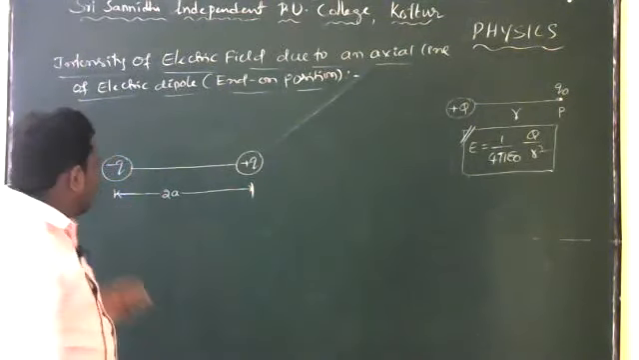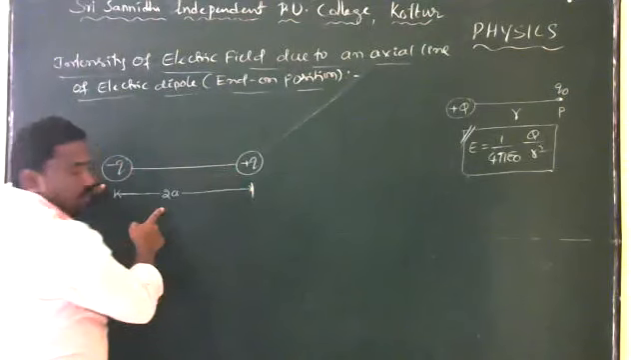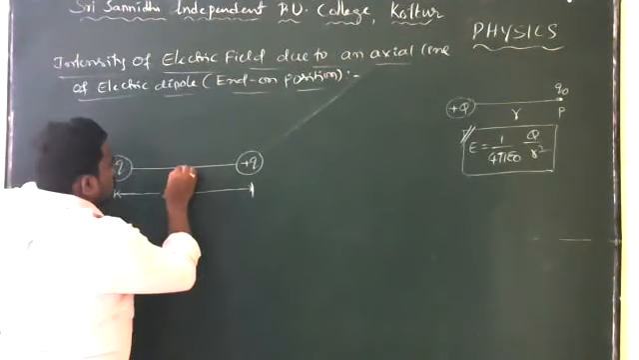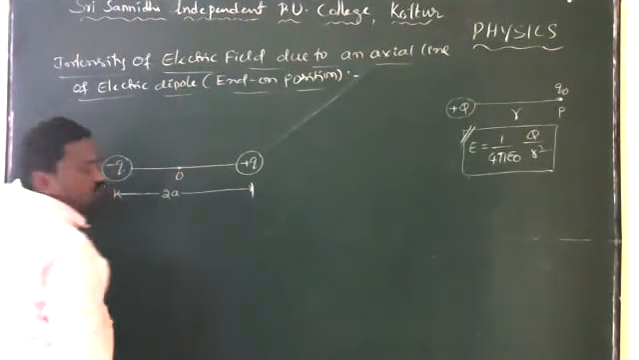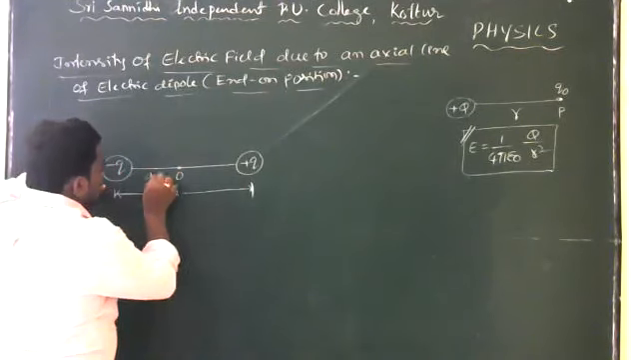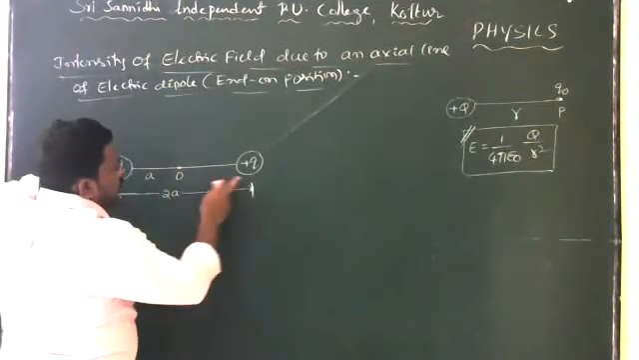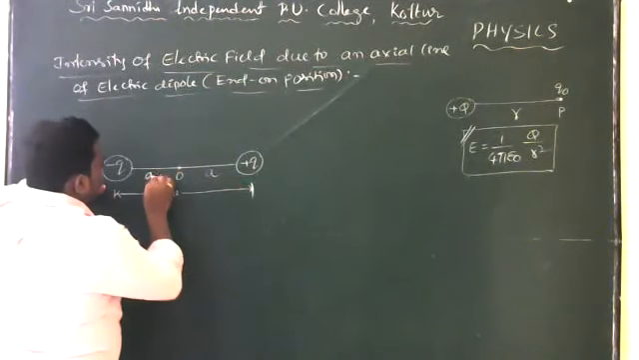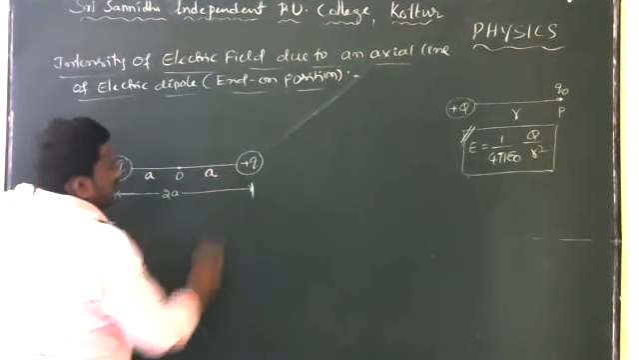First of all, two charges are separated by the distance 2a. This is the electric dipole. Here O is the center of the dipole. The distance from the center of the dipole to the plus Q charge is a, and to the minus Q charge is also a.